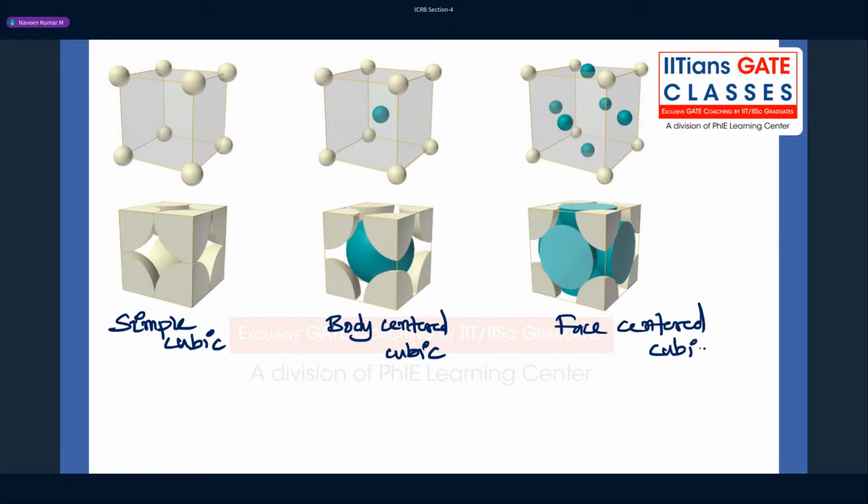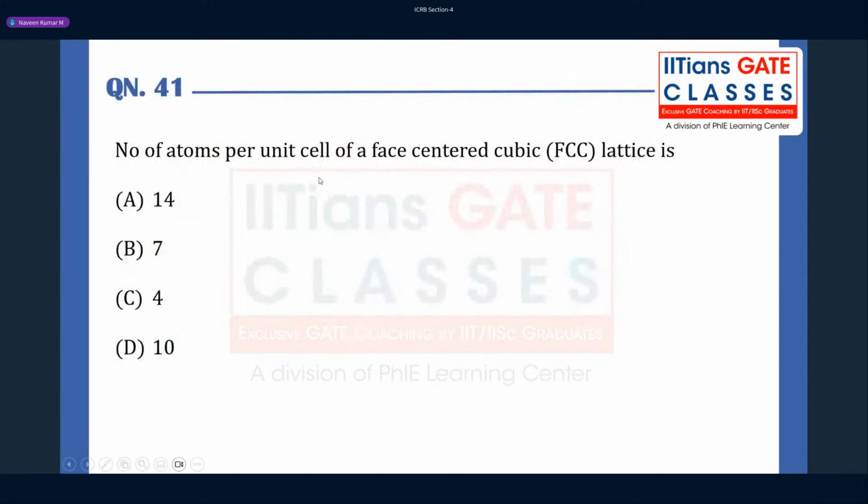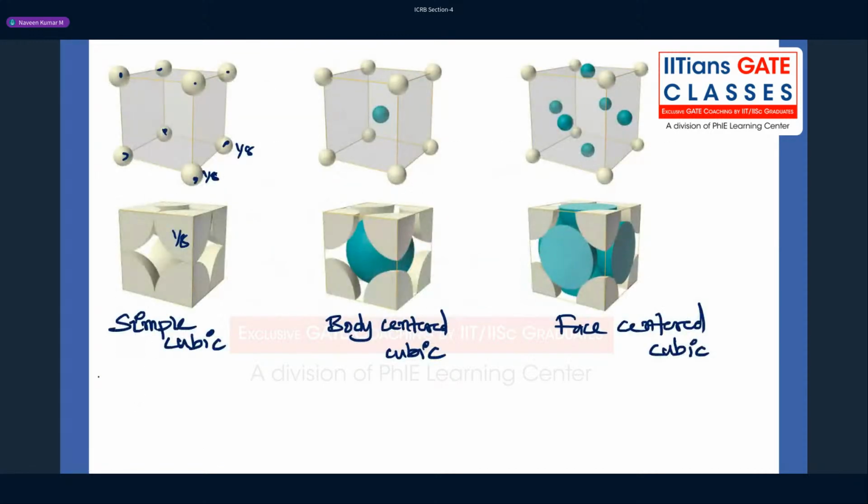So if you see why it is a simple cubic, because all the atoms, 1, 2, 3, 4, 5, 6, 7, 8, are sharing. It's taking 1/8 of each. 1/8 of an atom is coming in. So what is the effective number of atoms? They're asking the number of effective atoms.